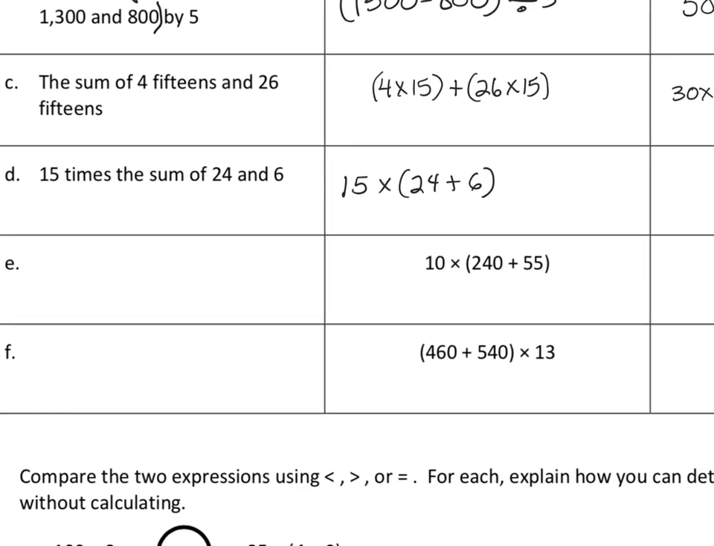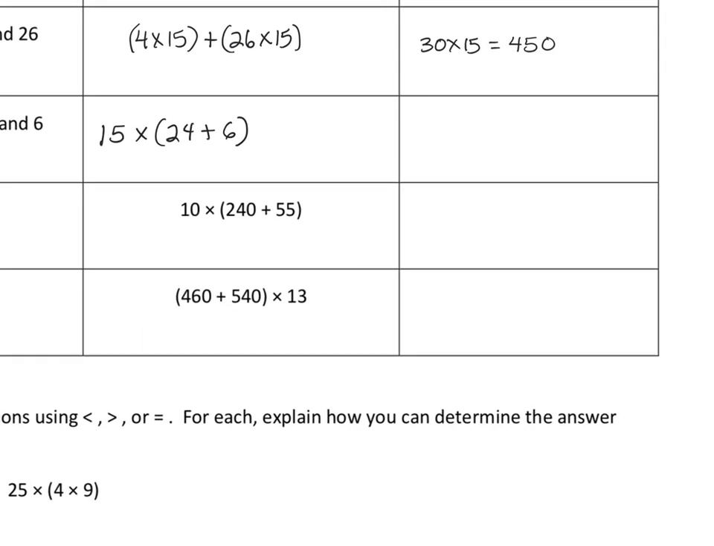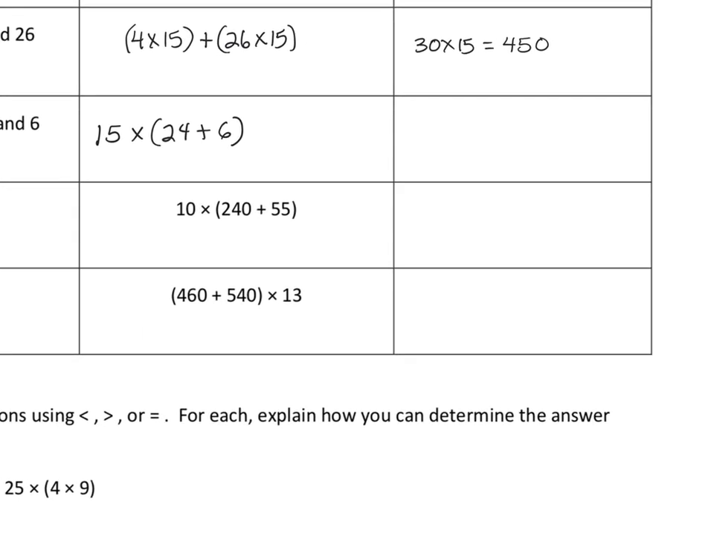Let's go ahead and look at what this expression actually equals. 24 plus 6 is equal to 30, and we're multiplying that by 15. And again, we have a very similar problem to the one above, which is also equal to 450. And that problem is finished. Let's go to the next problem.